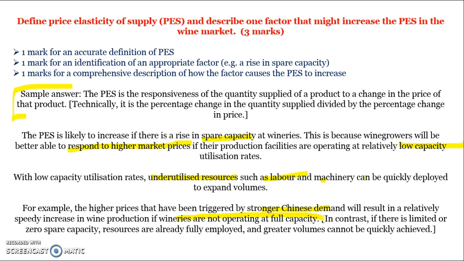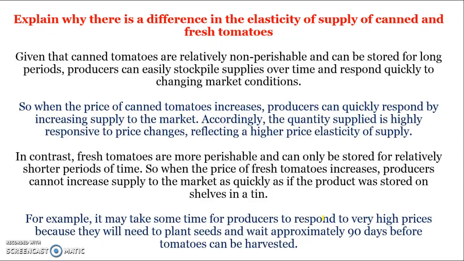So it's all about underutilized resources, spare capacity, spare labour, spare land. You might have spare capital resources as well, so spare barrels and spare other machinery you'd use to make wines.